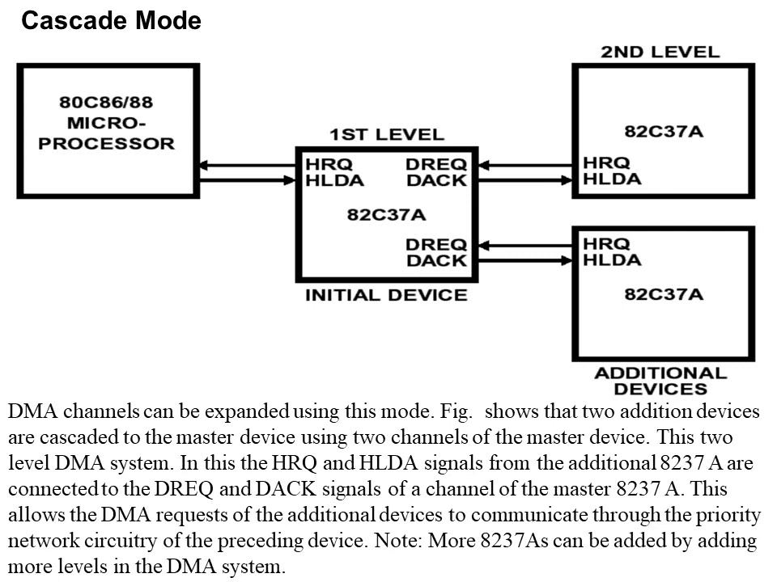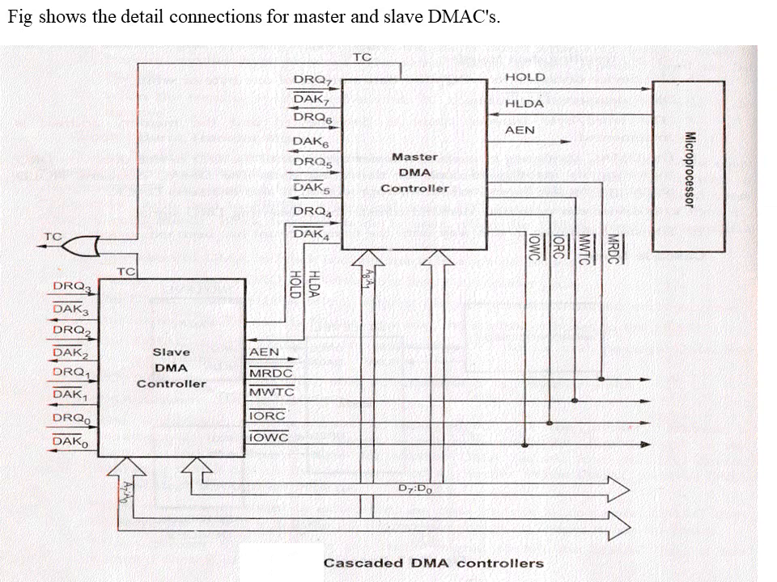This represents the cascade mode, in which the output of one IC is connected to the input of another IC. This is known as cascading. We have used this cascading in the case of the 8259 IC as well as the 8237 IC. This is the first level and this is the second level. Here we are extending the number of channels that can be connected to this 8237. These two ICs represent the slave mode operation of the 8237. This represents the detailed connection for master and slave DMA ICs.